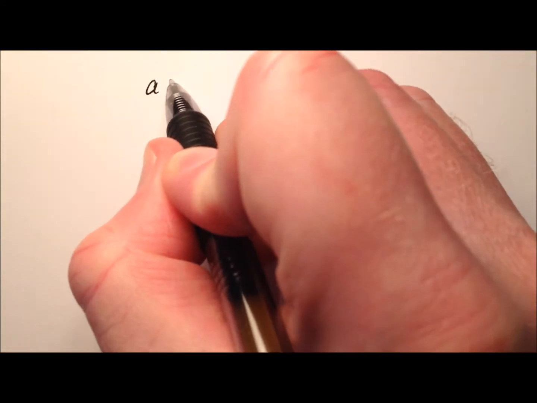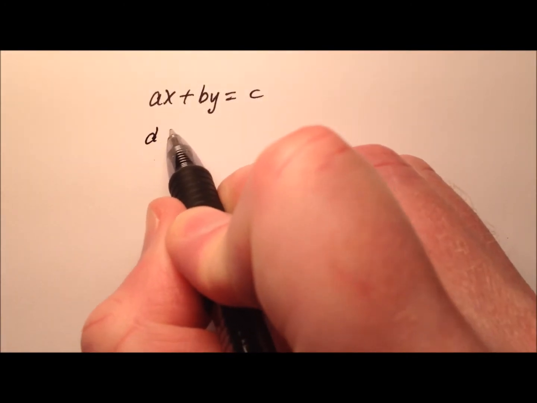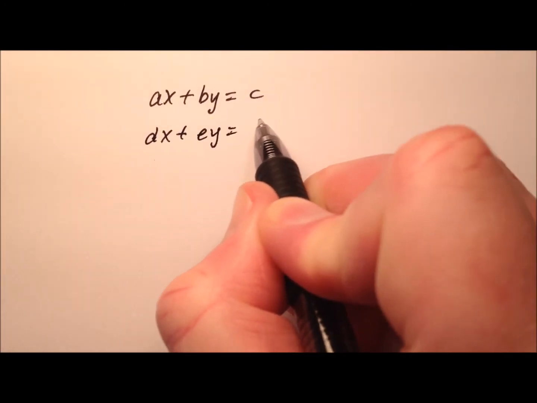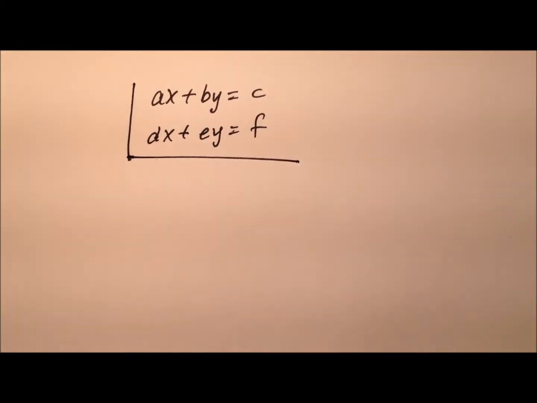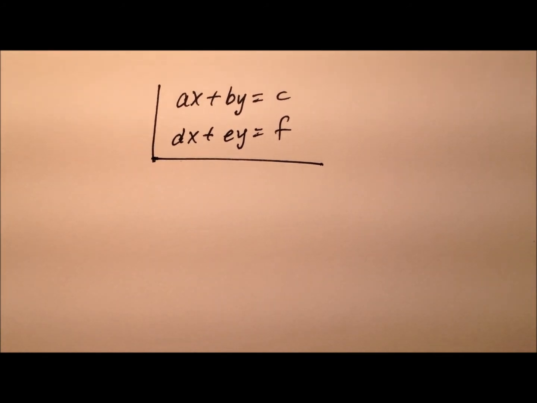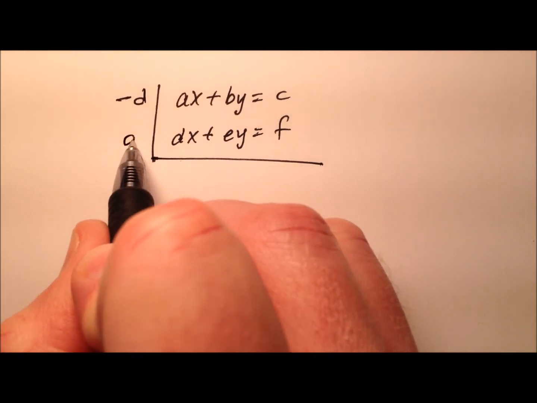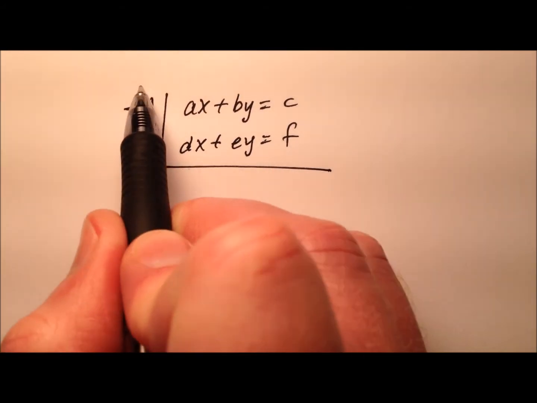So we'll start again with ax plus by equals c, and then dx plus ey equals f. And once again, we'll use elimination. This time we'll eliminate the x's so we can solve for y. In order to do that, let's multiply the top equation by negative d and the bottom equation by a.